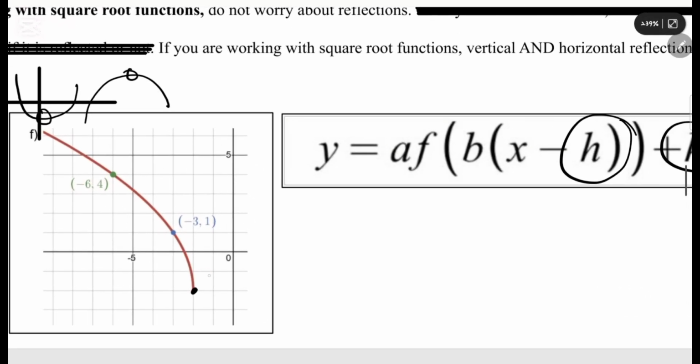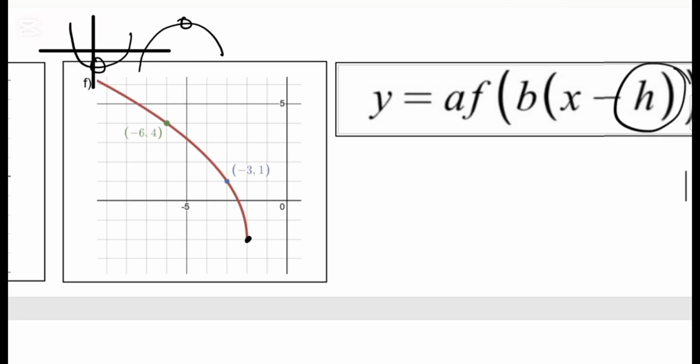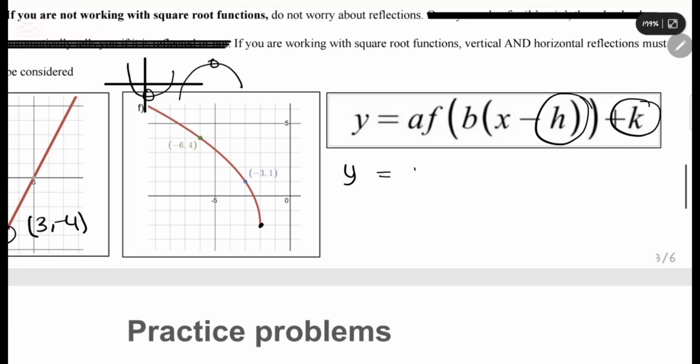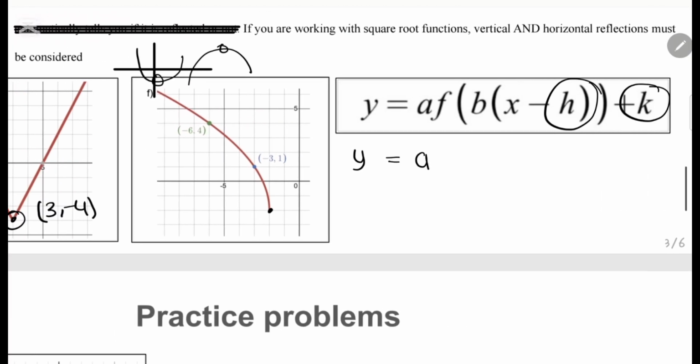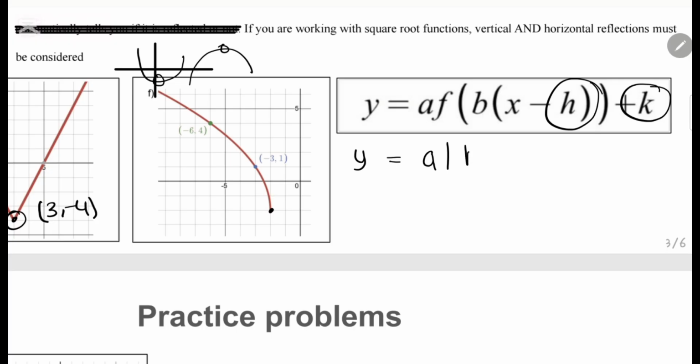So for example, let's try this one. 1, 2, 3, that's 3. 1, 2, 3, 4, that's 4. So the coordinates of this one are (3, -4). So you can plug it in here. This is an absolute value function, so absolute value here. Sorry. You plug it in as h and k.